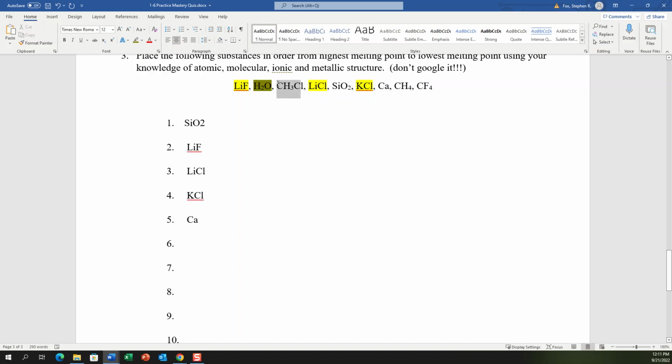And this would be polar because the ligands are different, so I'll highlight that. But the methane and the carbon tetrafluoride, those would be non-polar because they're symmetrical. Tetrahedral, same ligands, tetrahedral, same ligands. This one's tetrahedral, but different ligands, so polar.